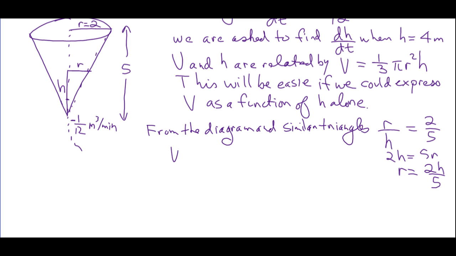Okay, so what do we got? V is equal to 1/3 pi R squared H. Okay, but we're not writing R. We're writing 2H/5. If we were looking for the rate of change of radius with respect to time, we would have solved this for h and substituted in, so we had an expression only in terms of r.